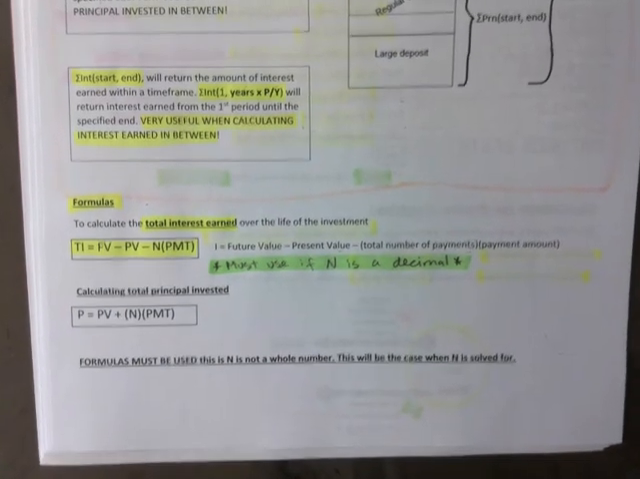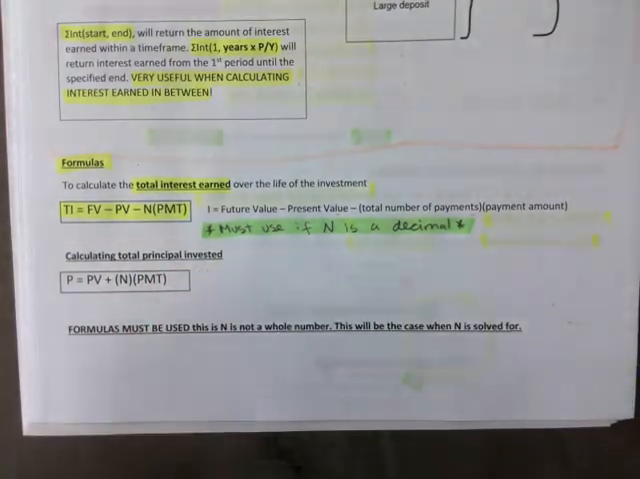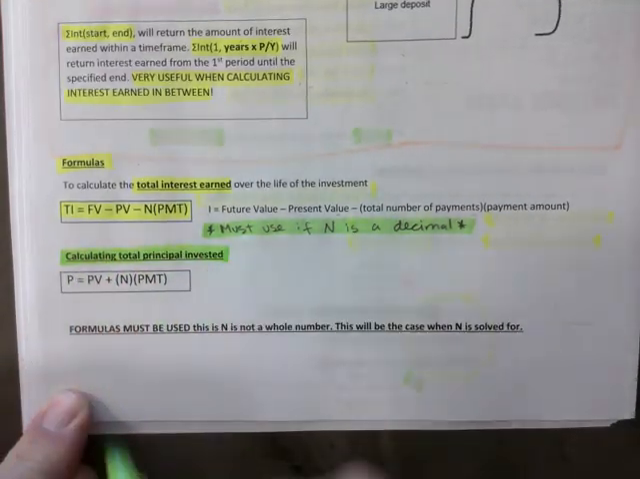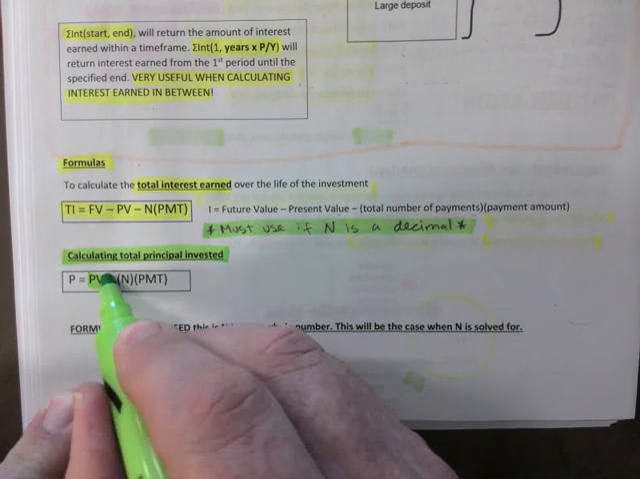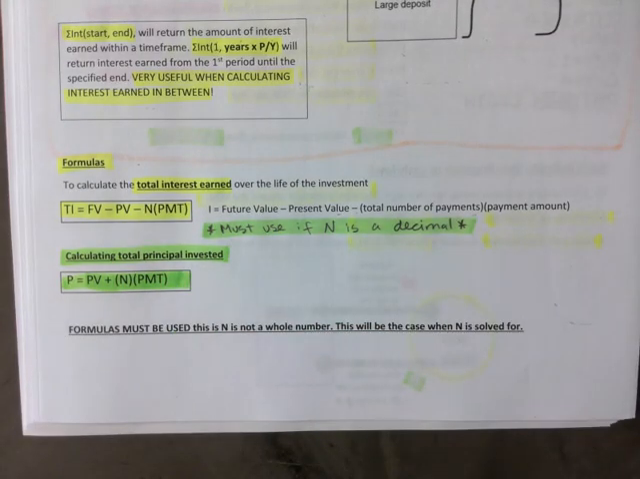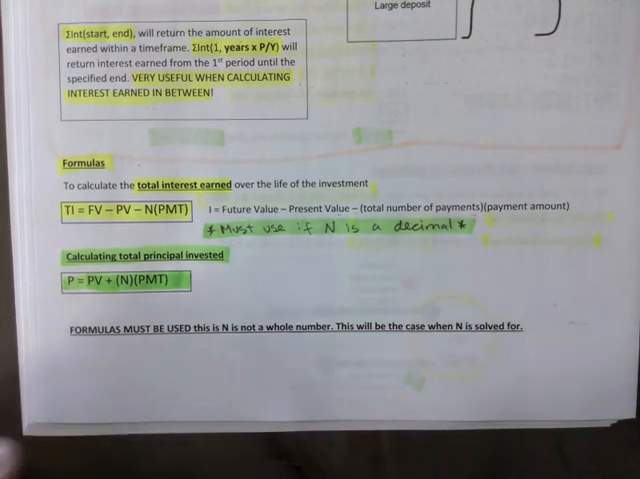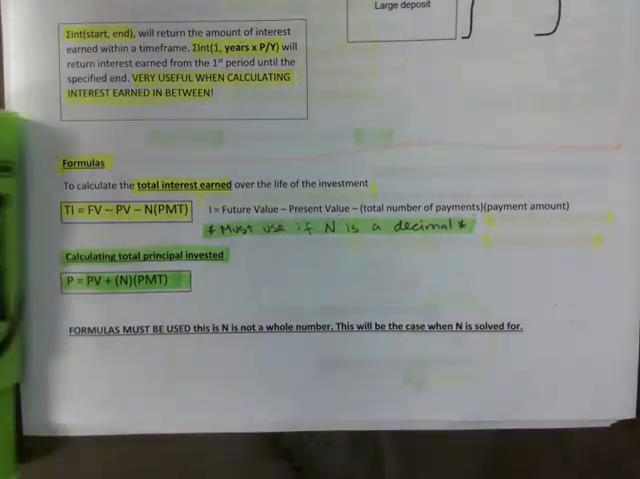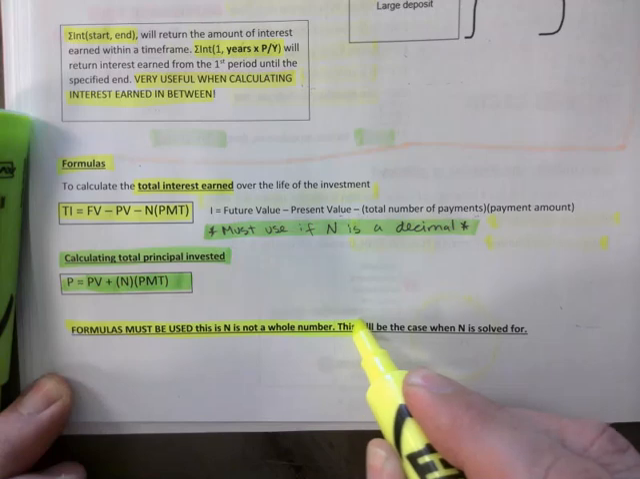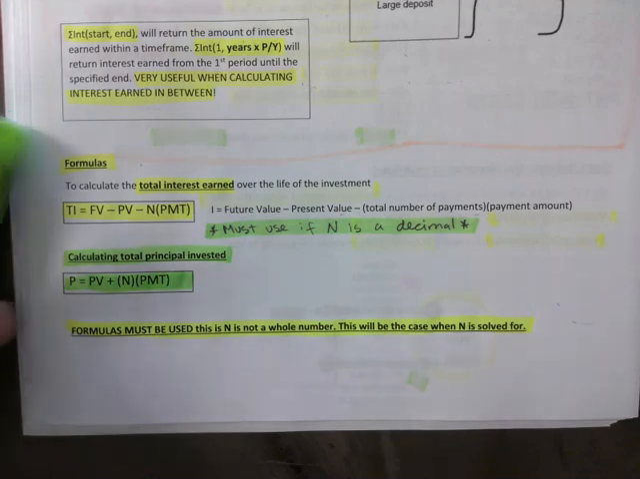Okay? Next, calculate the total principal invested. This is also one that you should have on your study sheet. You simply take PV and add the total deposits you've made. Okay? Total deposits you've made, and that's how you get that. And here I say it one more time. Formulas must be used if n is not a whole number. This will be the case if n is solved for. So now you've been warned.